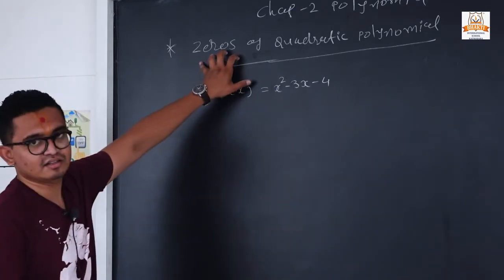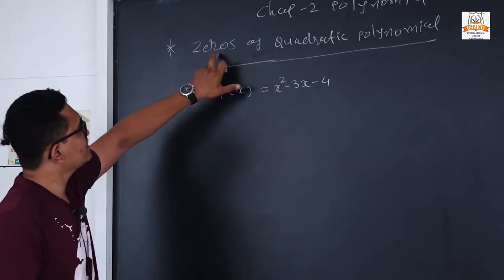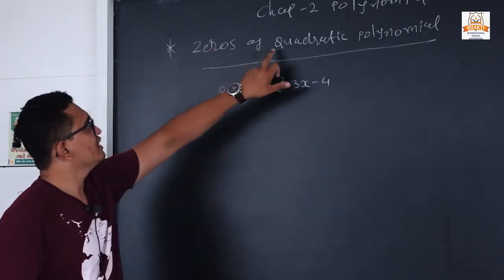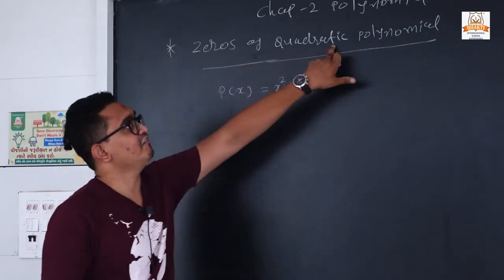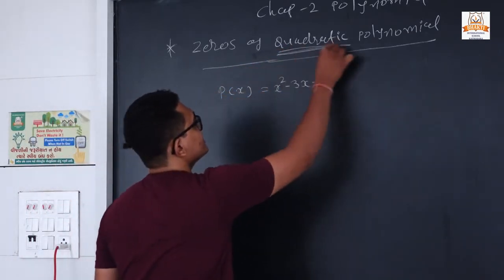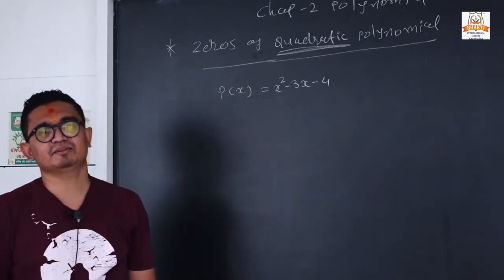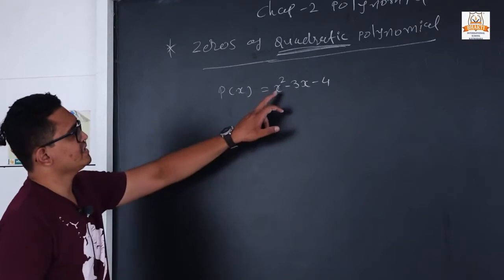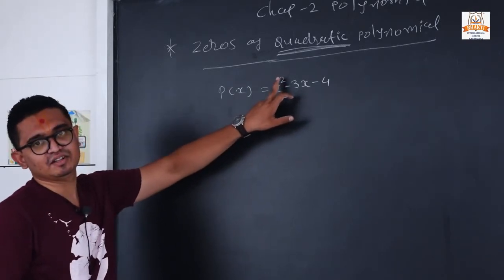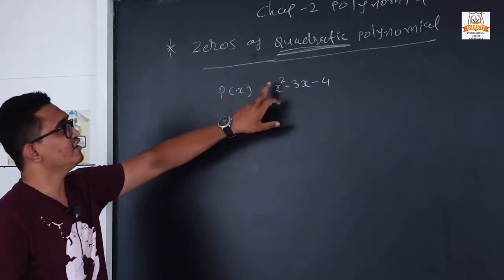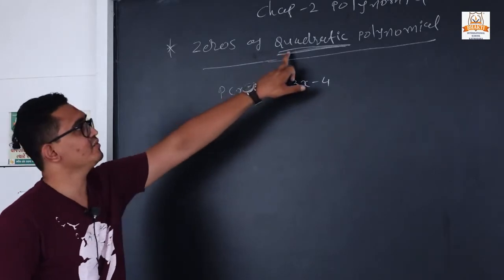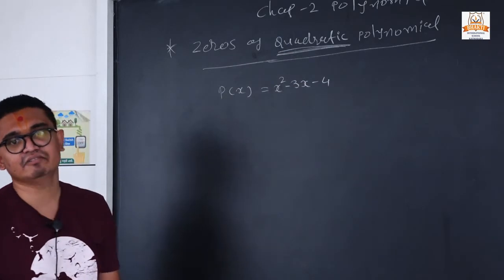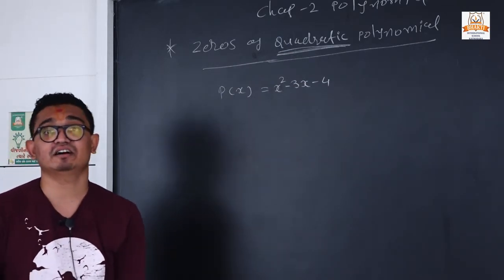So lastly we discussed the zeros of a linear polynomial. Now we will discuss zeros of a quadratic polynomial. Quadratic means x has a maximum power of 2, a degree of 2. If a polynomial has degree 2, it is called a quadratic polynomial. So now we can discuss how to find the zeros of a quadratic polynomial.